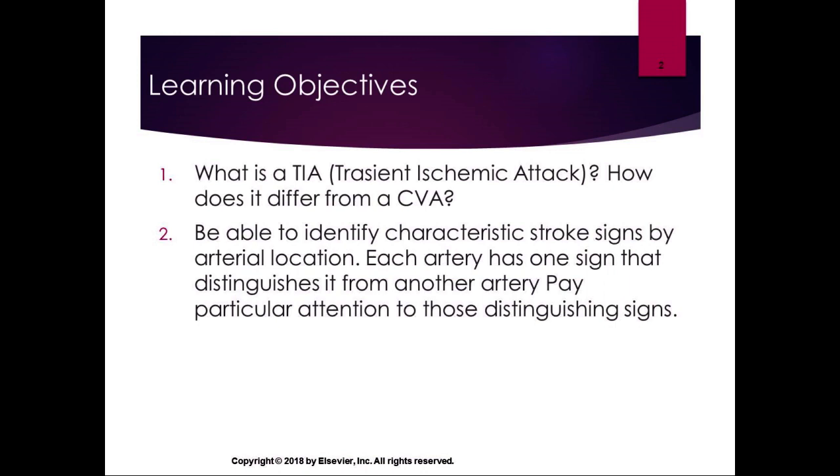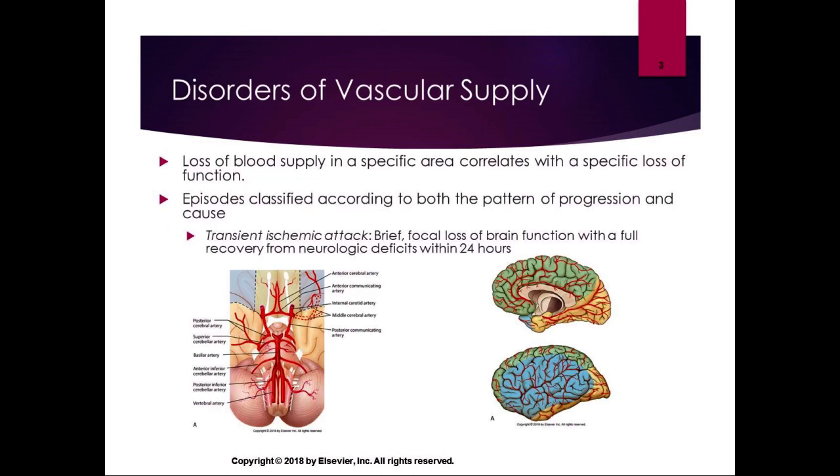I want you to be able to hear a certain sign and say, well, that's the middle cerebral artery, or that's the posterior cerebral artery. So we're going to talk about that. The loss of blood supply in a specific area of the brain will correlate with a specific loss of function. That makes sense from what we've talked about so far in the brain. In the next module, we're going to talk about the cerebrum and more about specific functional areas of the cerebrum.